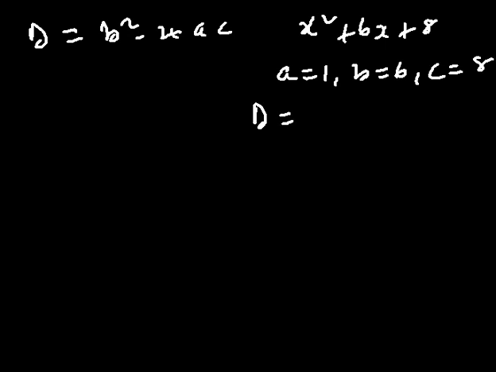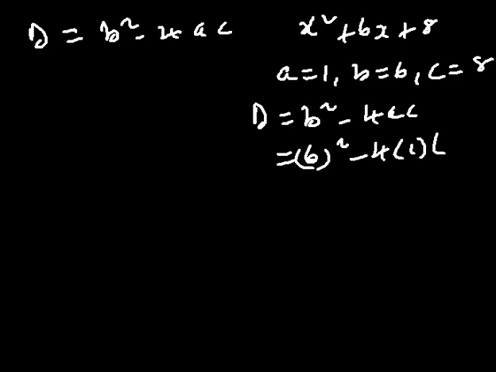And the discriminant is given by the formula b squared minus 4ac. What is b? We have 6 to the power 2 minus 4 times 1 times 8. We have 36 minus, because 1 times 8 is 8, and 8 times negative 4 is negative 32. So 36 minus 32 is 4. So that is the value of the discriminant.